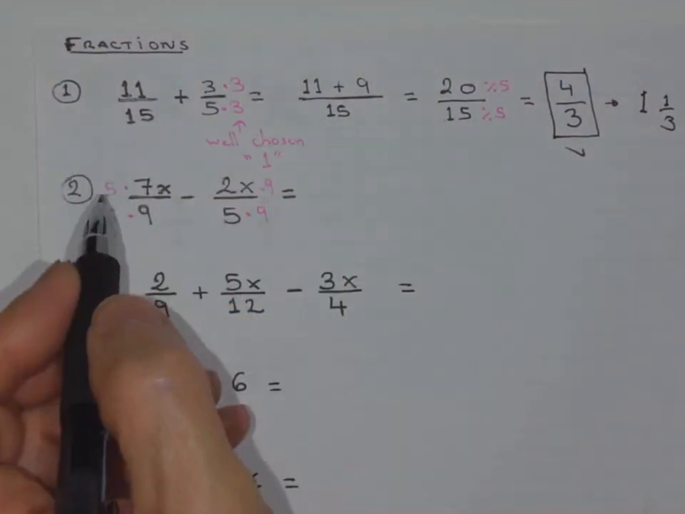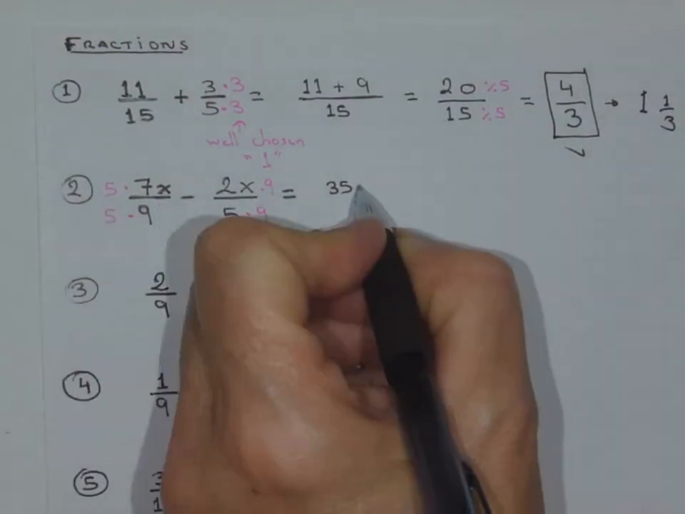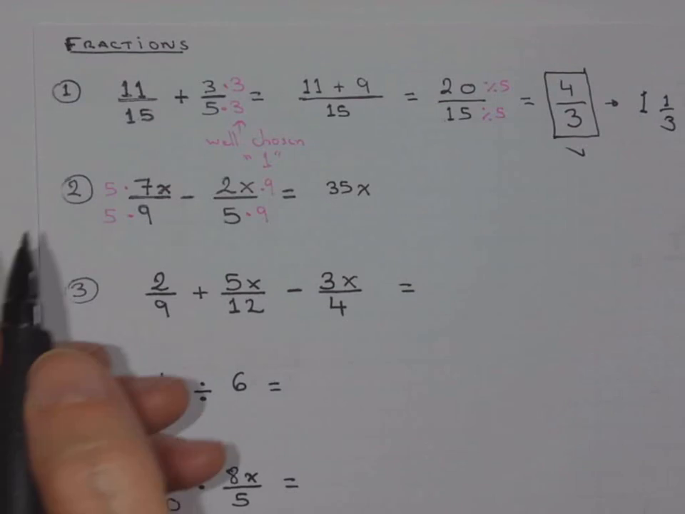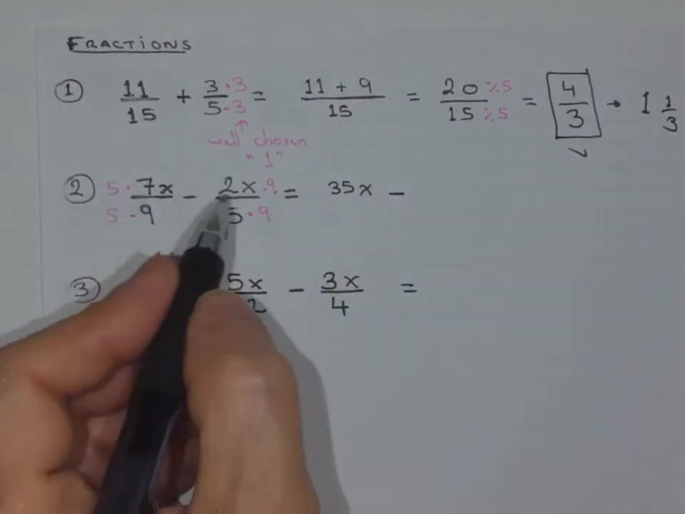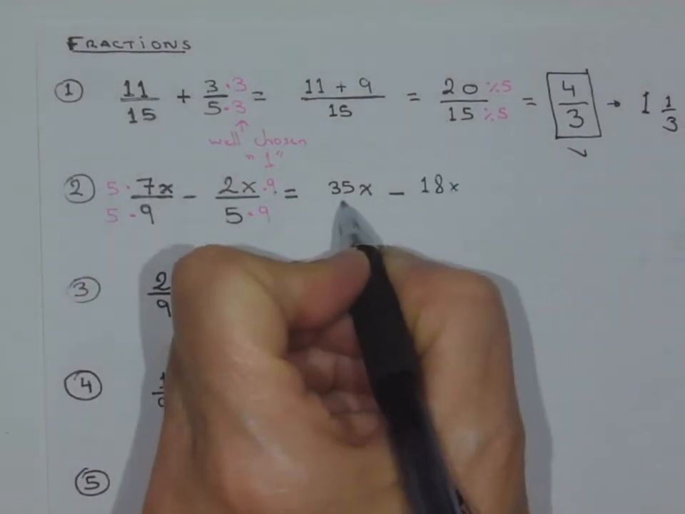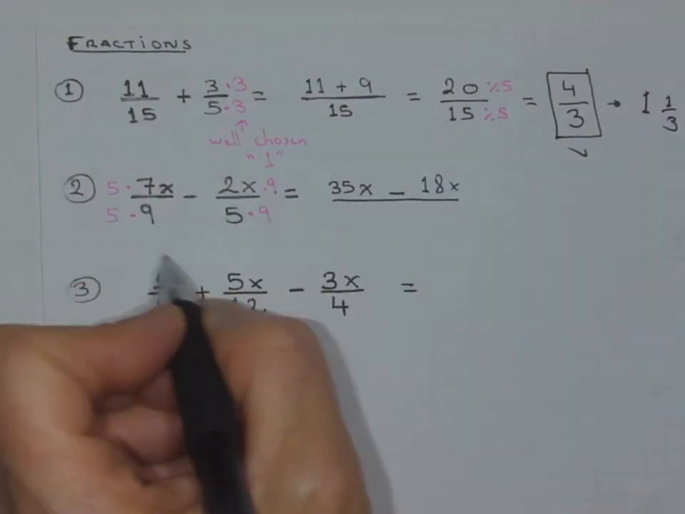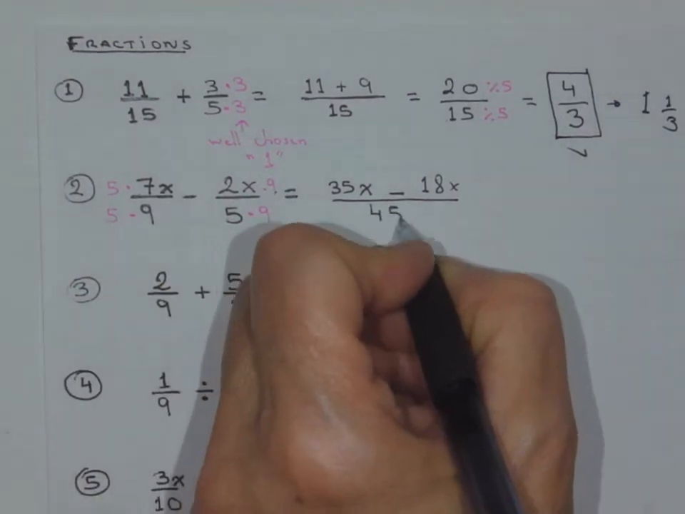Alright, so once I've done that, 5 times 7 is 35. And don't forget that x that's there, right? We're including a little bit of algebra here. And then 2 times 9 is 18. That was a minus between them. 2 times 9 is 18, and don't forget your x. And then all over, your common denominator now would be 5 times 9, which is 45.